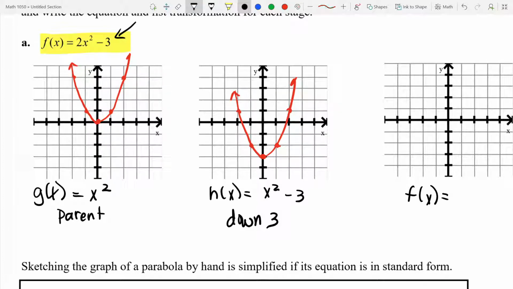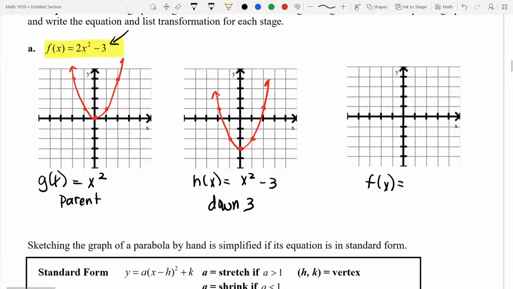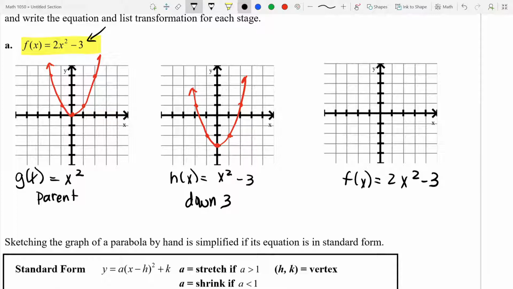Now we're to our last one. So the final equation is always going to match the original equation, okay? And the thing that we haven't talked about is the 2. Tell me what the 2 does to your graph, everybody. It stretches it, okay? Why not a shrink? Why'd you say stretch and not shrink? Because it's bigger than 1, right? Should I just say stretch?